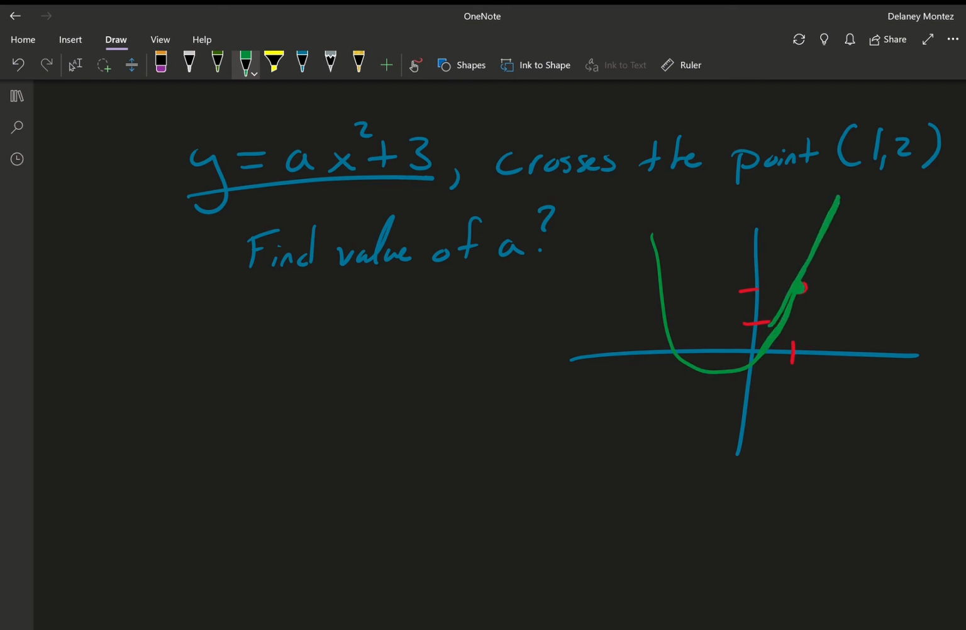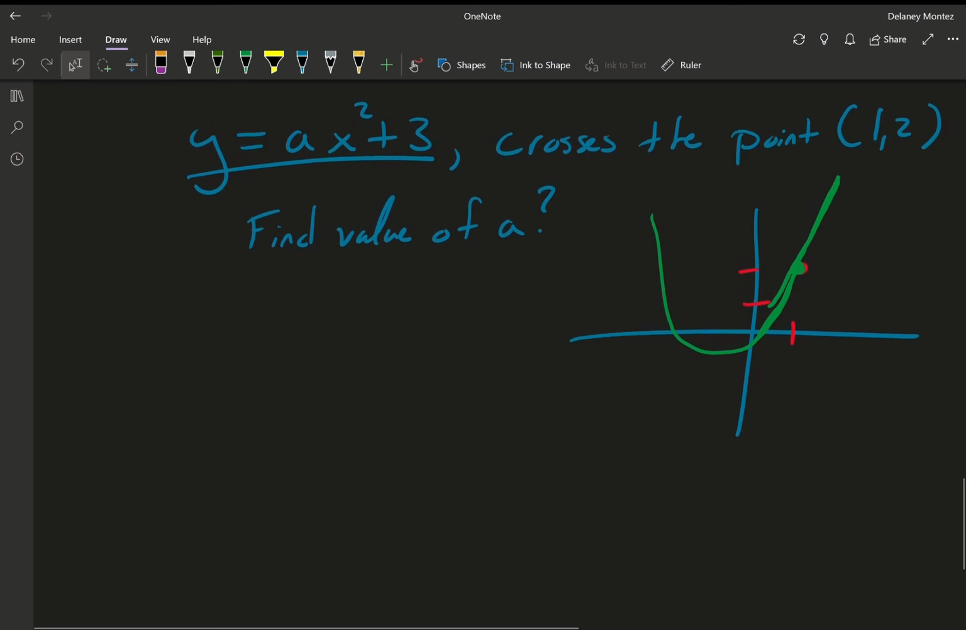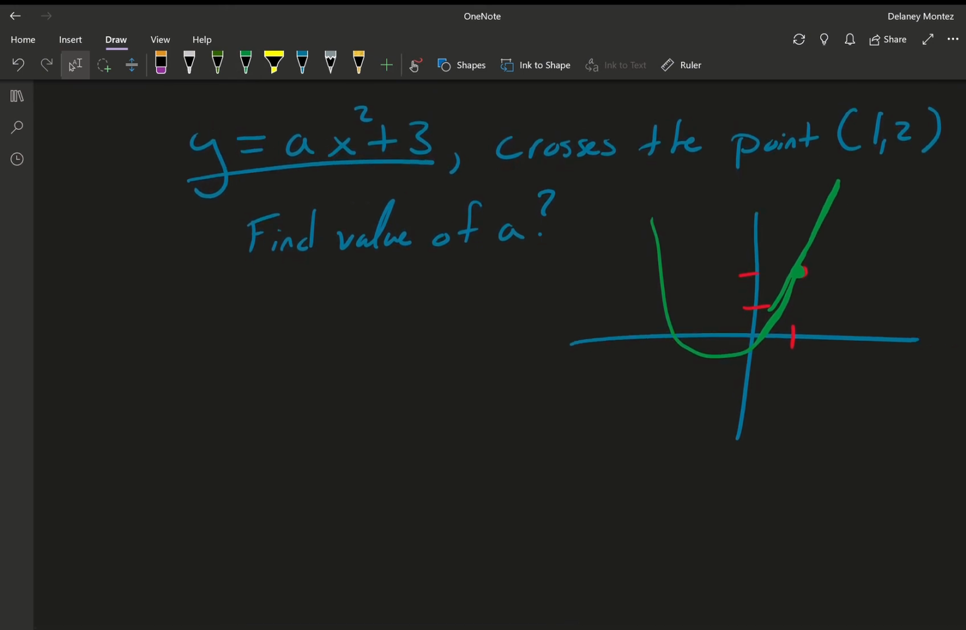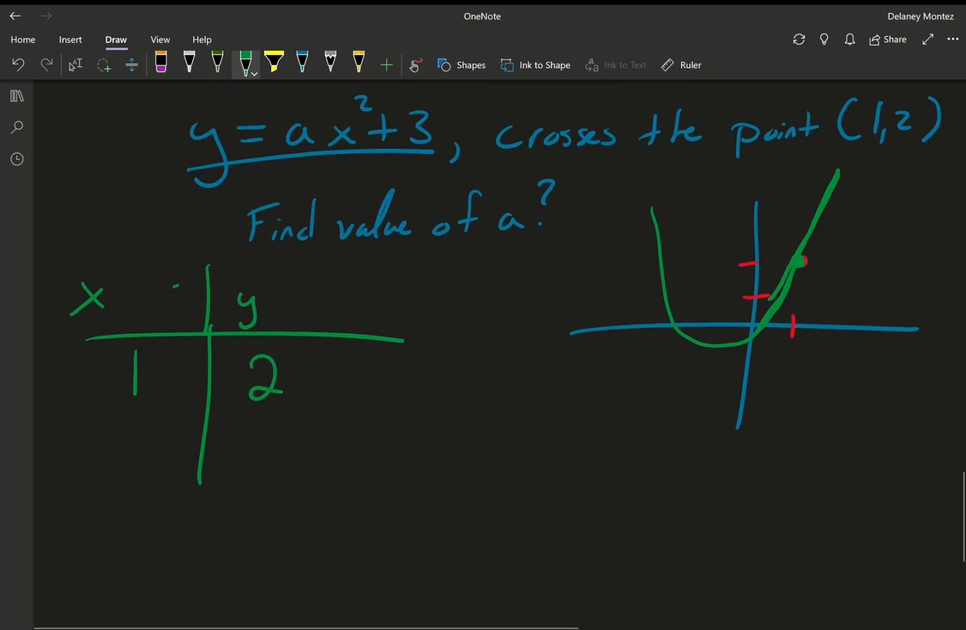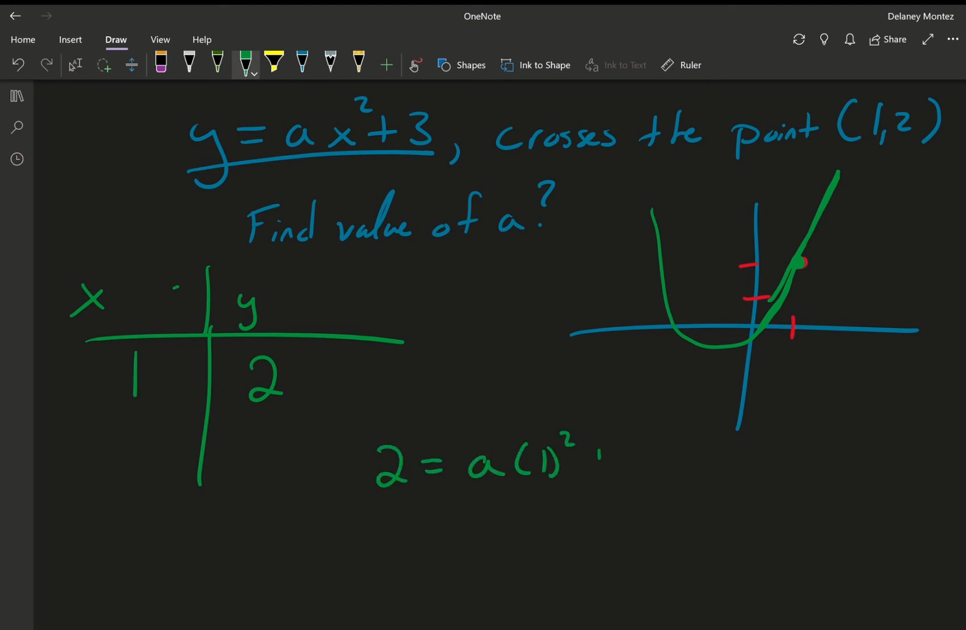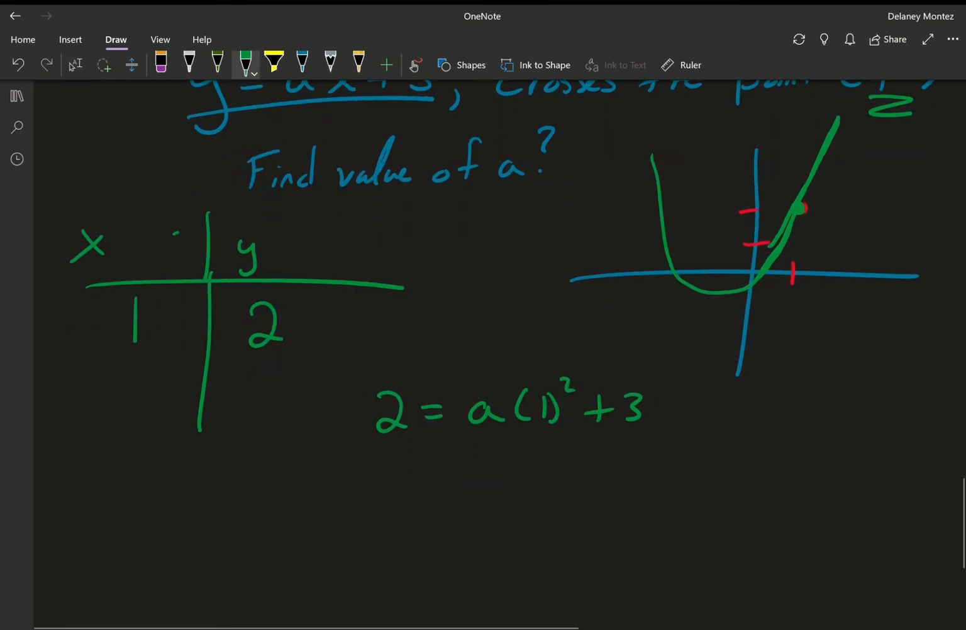It hits that point. Okay, so if it hits that point 1, 2, what does that mean? Well, that means that when I plug in my input x, if I plug in 1, I get 2 out. So I can plug in 2 for y, and you do a times 1 squared plus 3, because that's just my x. All it's saying is that this is a true statement. I plug in a 1 for my x and I get a 2 out. That's the point 1, 2. Okay, so let's solve this.